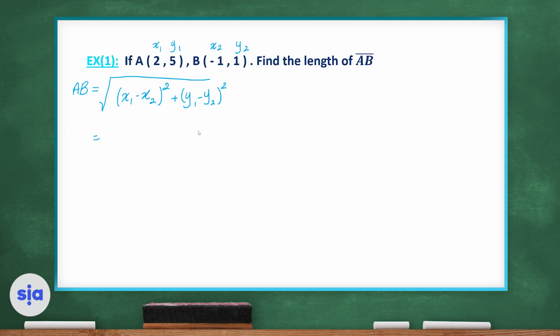Then AB equals the square root of (2 minus negative 1) all squared plus (5 minus 1) all squared. If you do your calculations, the right answer here is 5.